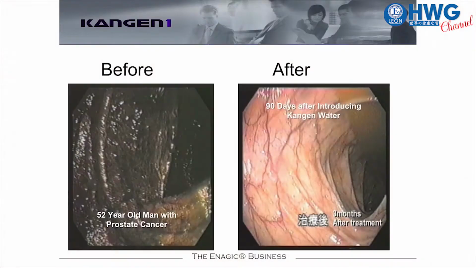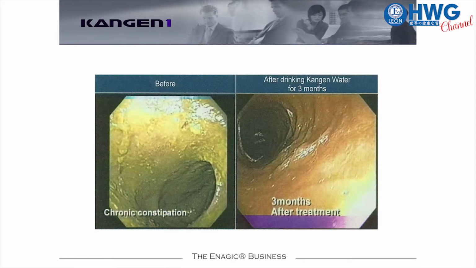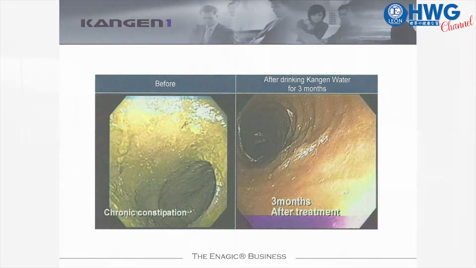Now, this is some before and after pictures of some colons before and after the water. This is actually a 52-year-old male with prostate cancer. This is before, and then 3 months after being on the water. This is a 45-year-old female with breast cancer and chronic constipation. This is before and 3 months after being on the water. This is a person with chronic constipation. This is before and then 3 months after being on the water.